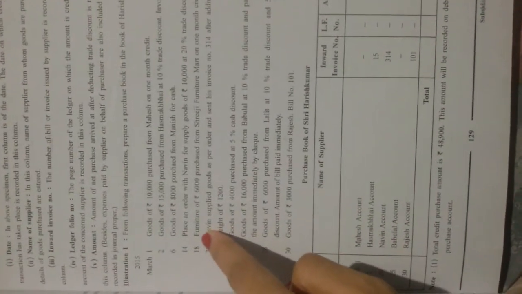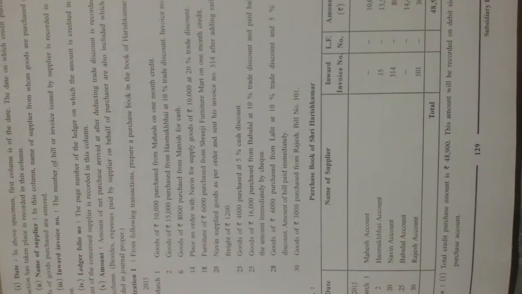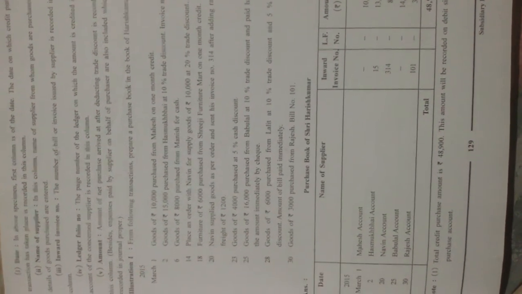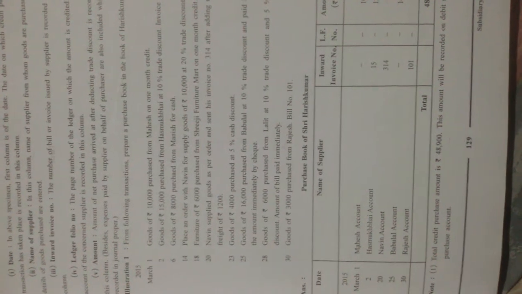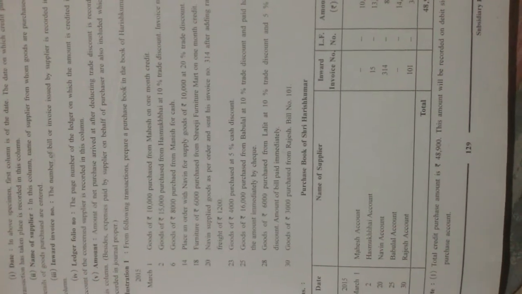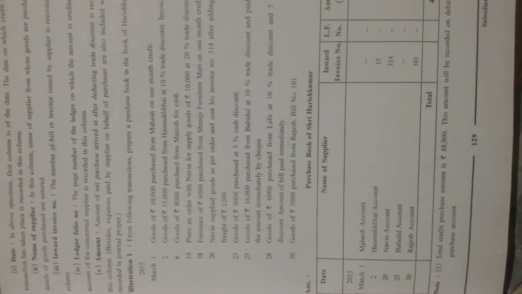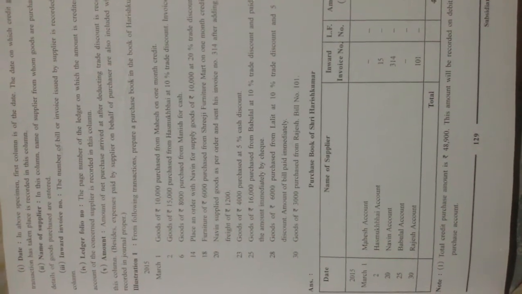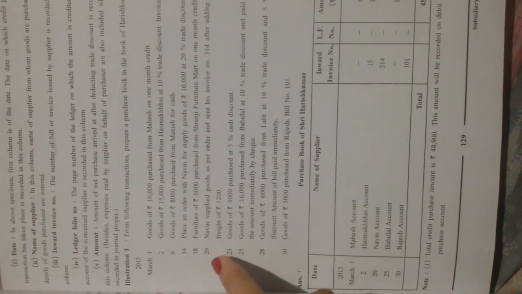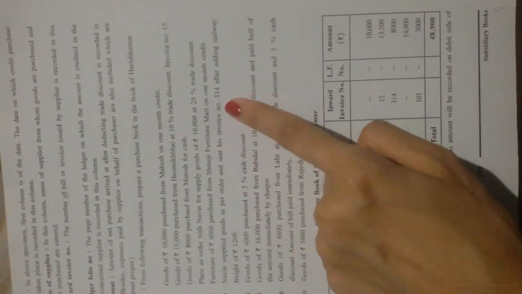Then next is furniture of rupees 6,000 purchased from Sriji Furniture Mart on 1 month credit. Again this transaction will not be recorded in the purchase book, because purchase of assets is not recorded in the purchase book. Again remember this: any purchase of assets or any cash purchase of goods is not recorded in the purchase book.